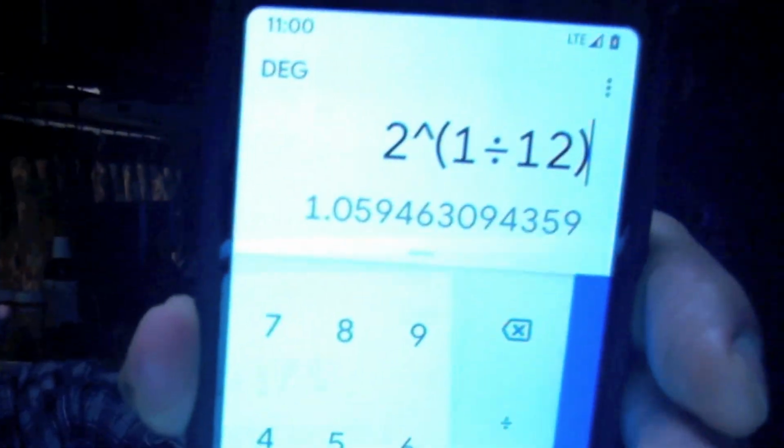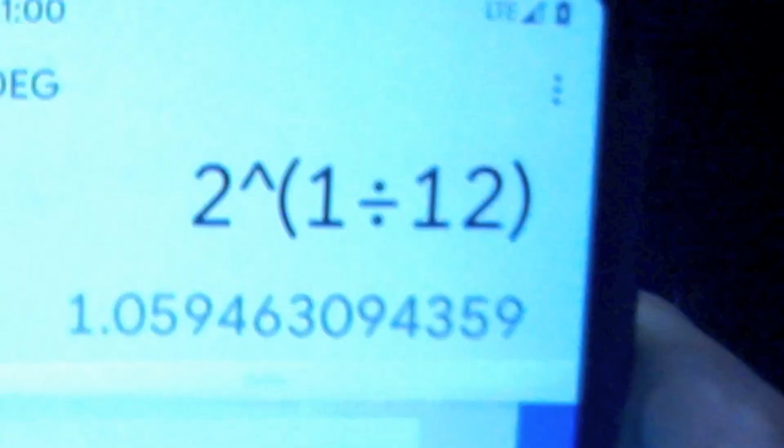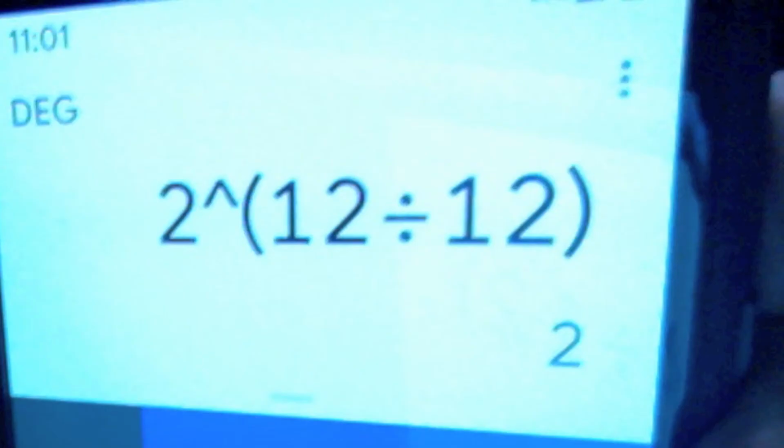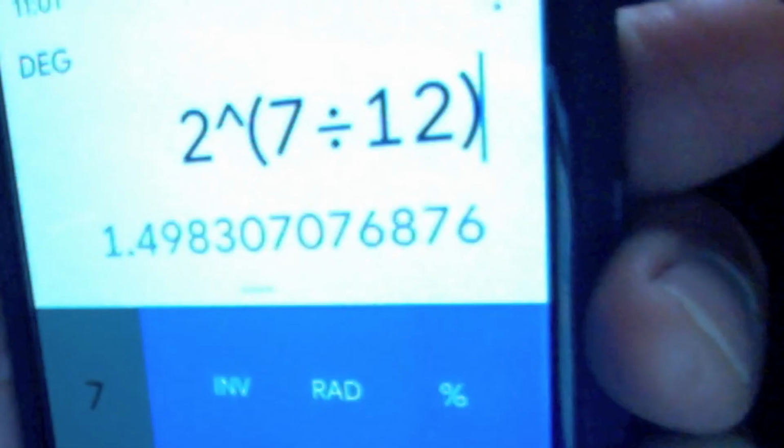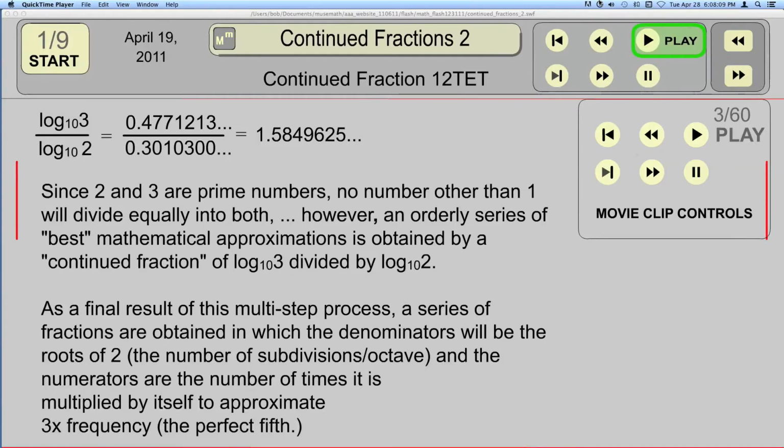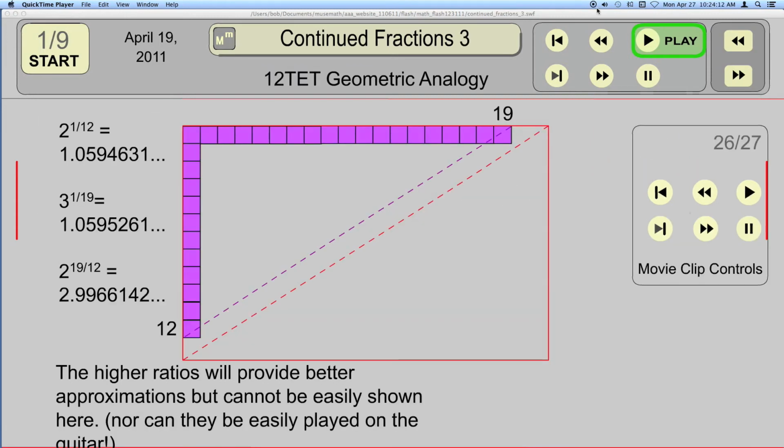A modern calculator is all the proof needed to demonstrate that the 12th root of 2 divides both the octave and fifth in equal temperament. The actual proof would involve a continued fraction, but it's so tedious that the calculator is even more convincing than the proof. I do go into some of this stuff over on the Gridmath channel on YouTube.